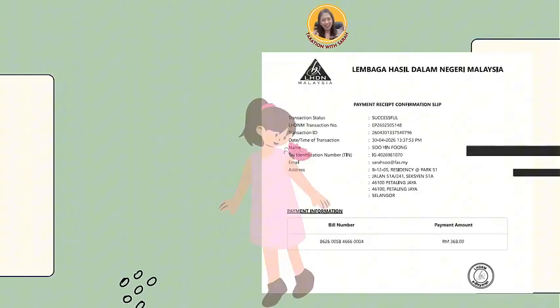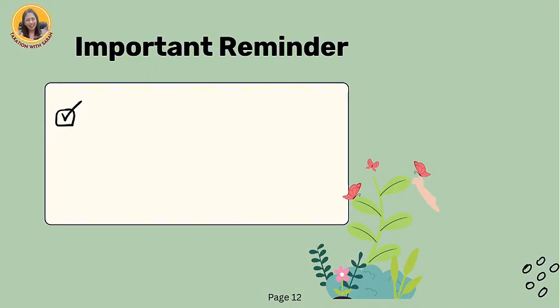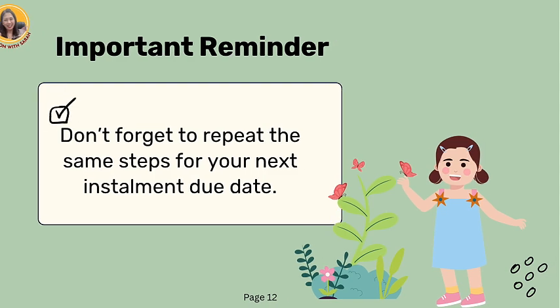page. Once the transaction is successful, remember to print or save your payment receipt. This serves as official proof of payment for your personal records. Finally, don't forget to repeat these same steps for your future installment due dates to stay up to date with your tax schedule. You're all done.